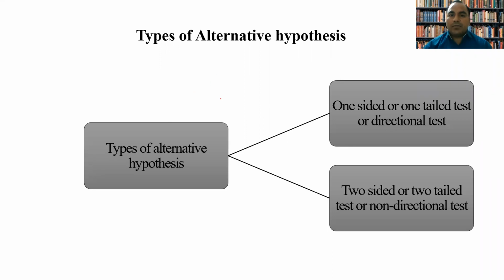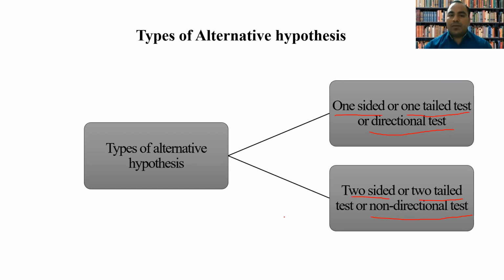Types of alternative hypothesis, one of the important points. The first type is known as one-sided test, or we can say one-tailed test, or sometimes it is known as directional test. And the second type of alternative hypothesis is two-sided or two-tailed test or non-directional test. Now we have an example.